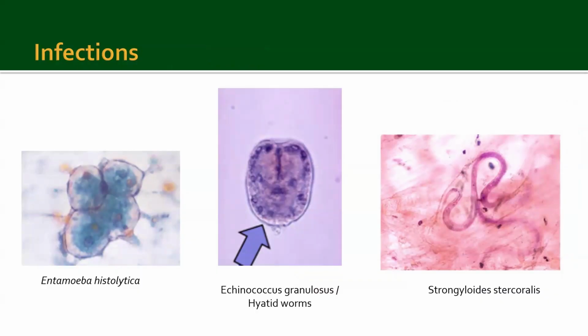Next, to talk about infections, there's a ton that you can get in the liver, but I just wanted to highlight some common ones. Those would be Entamoeba histolytica, Echinococcus granulosus or hydatid worms, and then Strongyloides stercoralis.